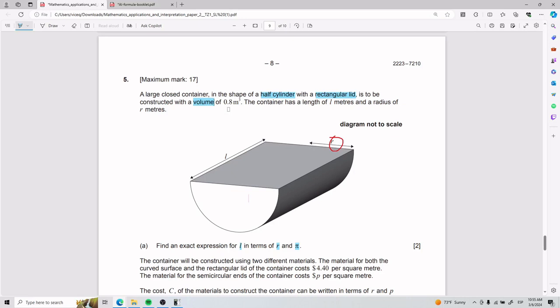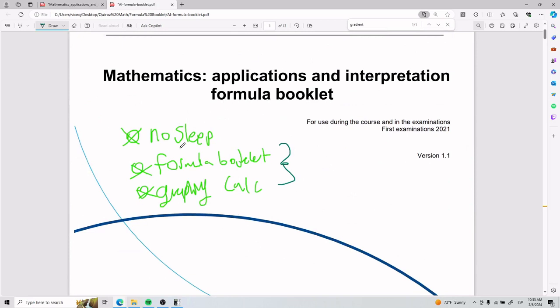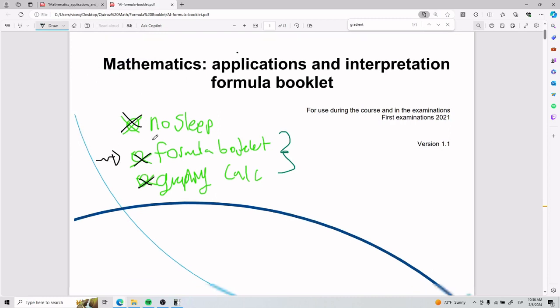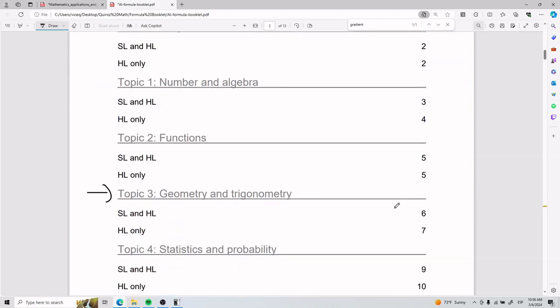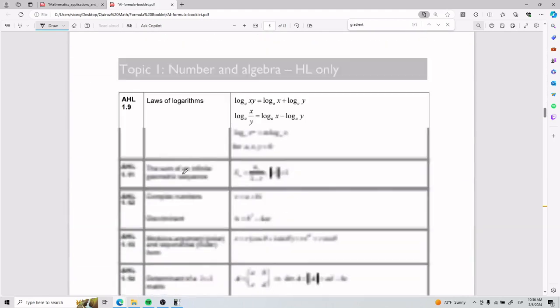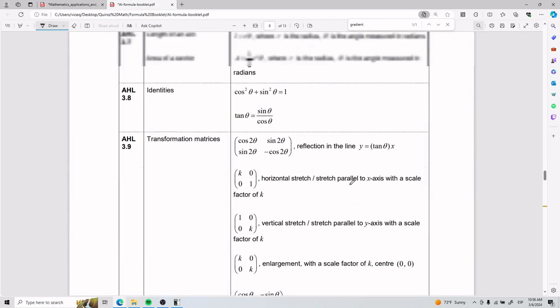Okay. Your formula booklet, does it have something that can help? Why, yes, of course. Important to get used to it. The day of the test, you got no sleep, but you do have your formula booklet and you do have the graphic calculator. Get familiar with the formula booklet. It's a tool that you can use. Go down, geometry and trigonometry, page 6 and 7.